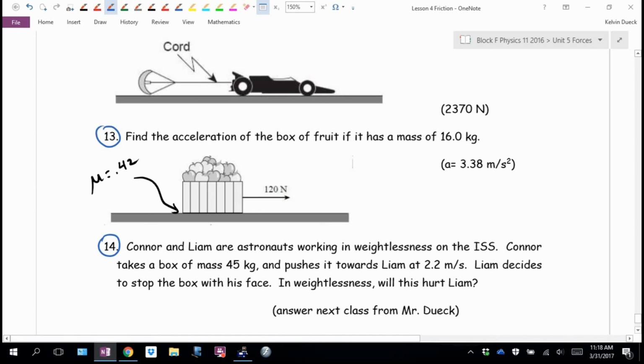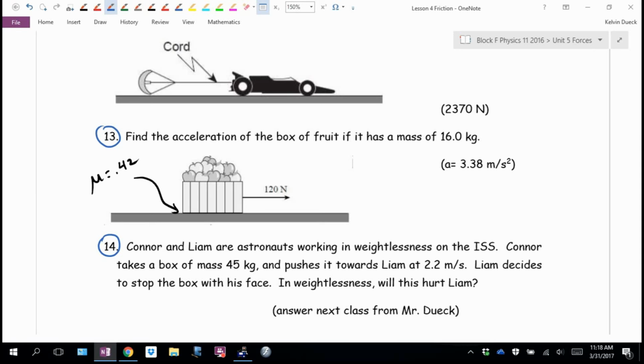Here's your thought experiment. I'd like you to use your imagination. Connor and Liam are astronauts, and they're working in weightlessness on the International Space Station. Connor takes a box that has a mass of 45 kilograms, and he nudges it across the cargo hold, and because you're in space, it floats along at 2.2 meters per second. Liam decides to stop it with his face. Will that hurt? Or, in weightlessness, will nothing hurt? Let you think about that.